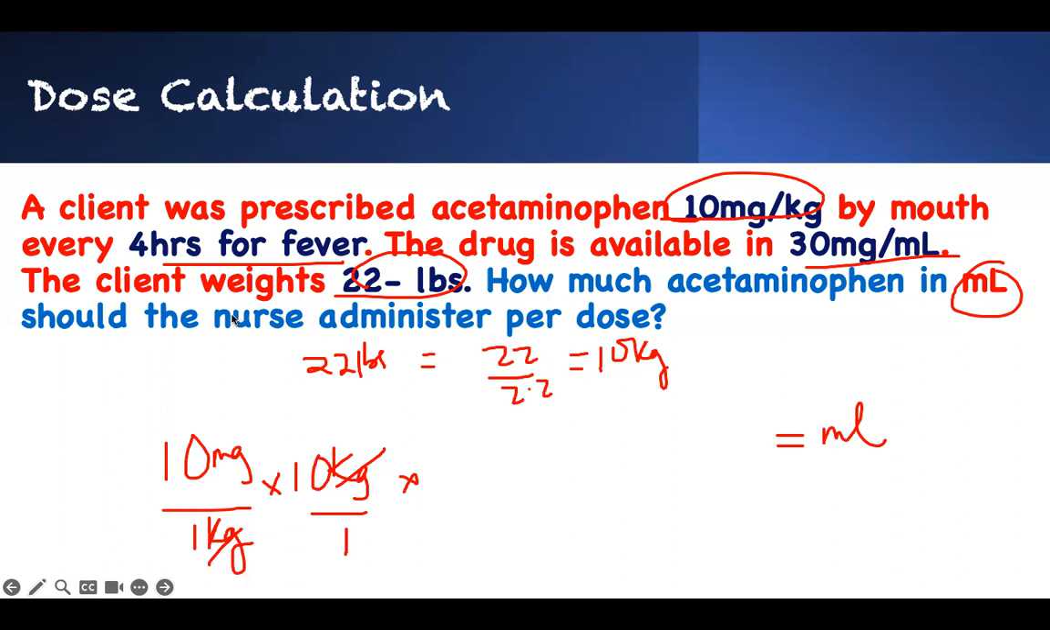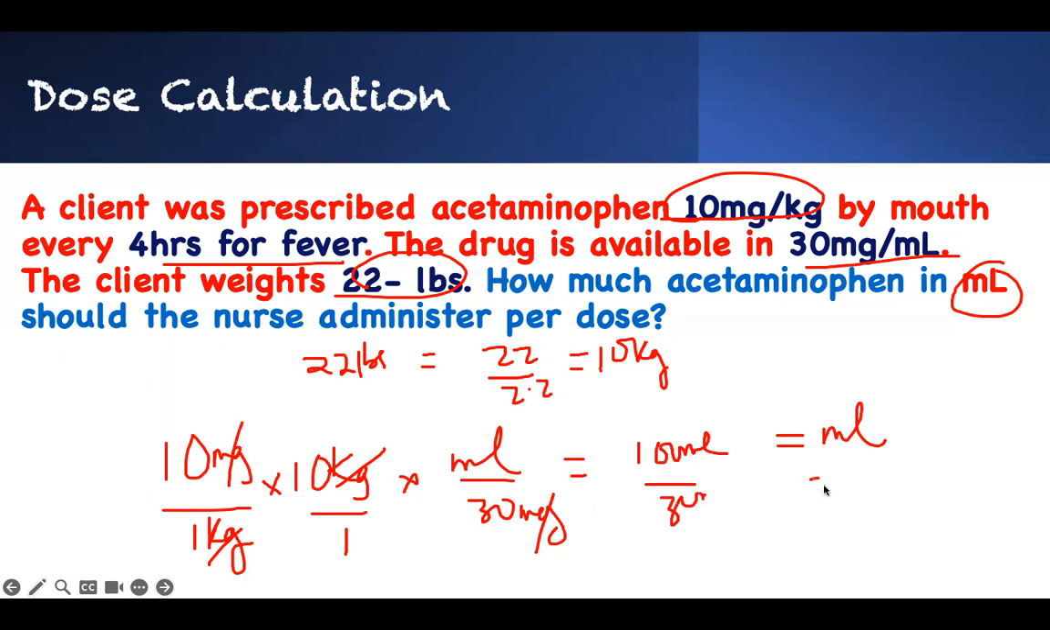Now, available, forget about the 4 hours. It's just telling you the frequency. Every 4 hours, how much do you give him? It's available in 30 milligram per ml. I need an ml answer. 30 milligram per ml is the same as ml over 30 milligram, so I put ml over 30 milligram in order to cancel it out. Milligram, milligram. Now I'm left with ml. So this will be 10 times 10, which is 100 ml over 30.